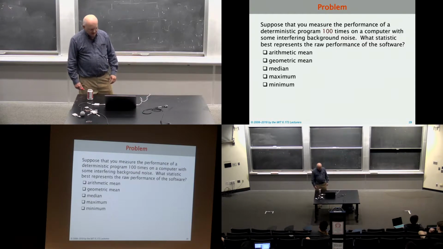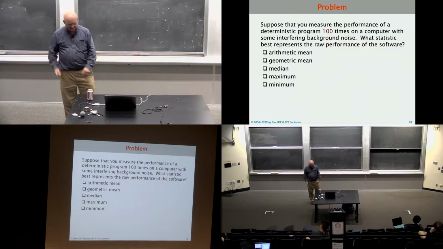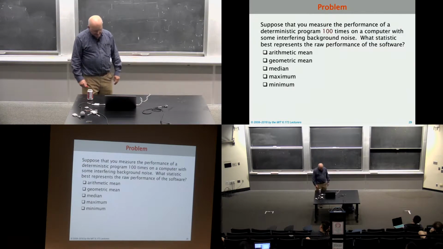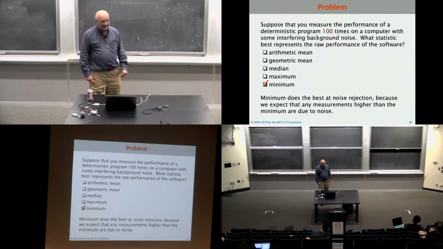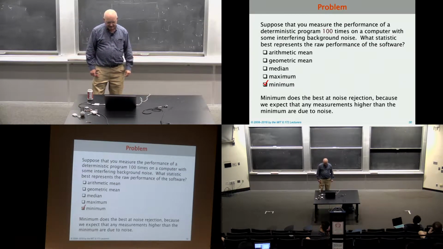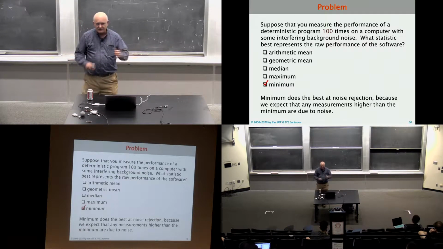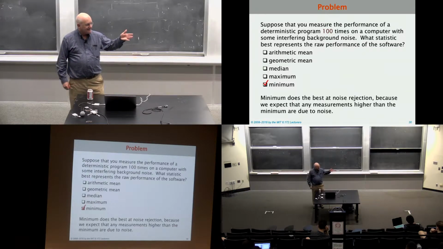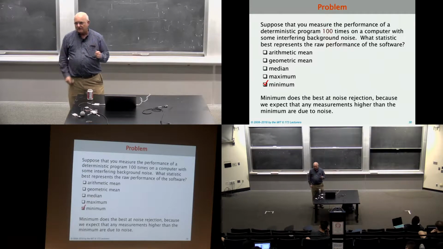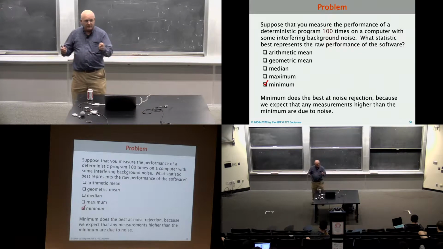Okay. So it turns out these are all good measures to take, and it depends upon what you're doing with them. But it turns out minimum does the best at noise rejection. That's because you expect any measurements higher than the minimum, if it's a deterministic program, to be due to noise. So if you're really interested in knowing how long your code fundamentally takes on the underlying hardware when there are other things going on, taking the minimum rejects the noise.